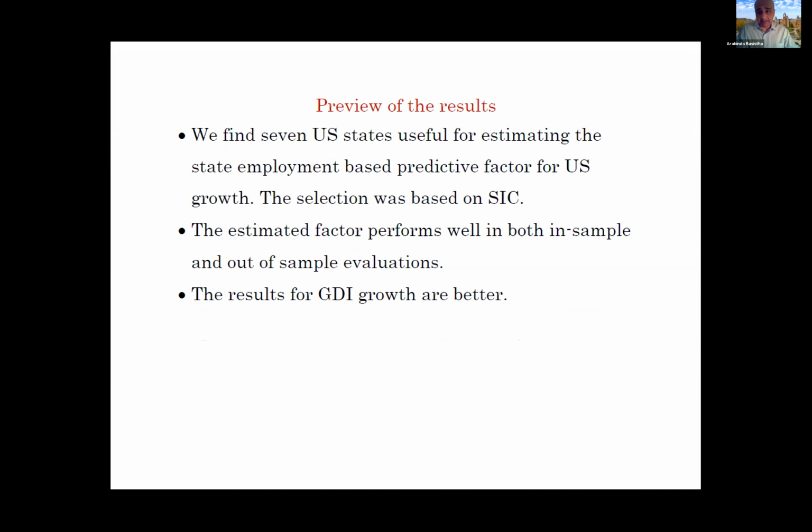So what do we find? About 7 states are quite useful for getting this predictive factor. We follow an SIC-based selection. The factor performs quite well in sample and pseudo out of sample. And then the results for GDI growth are somewhat better than GDP growth.